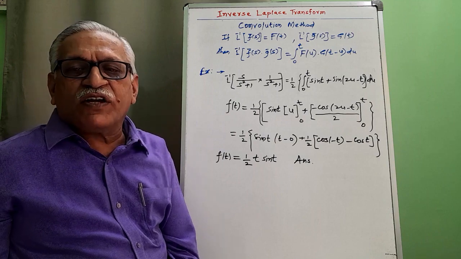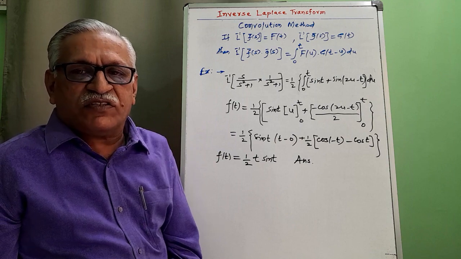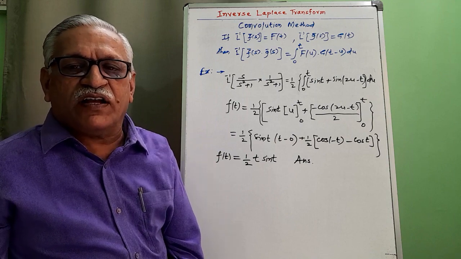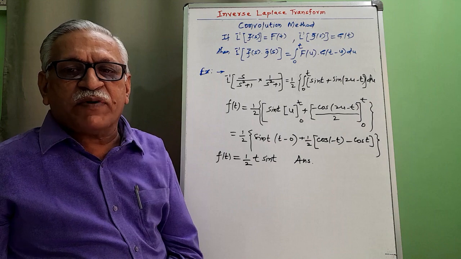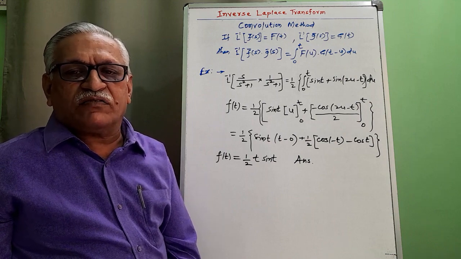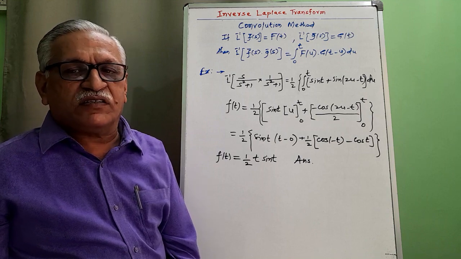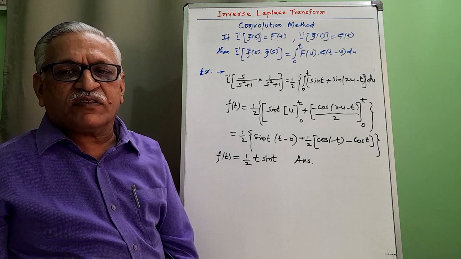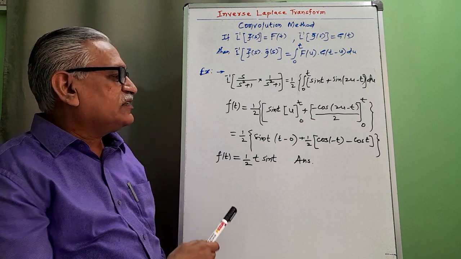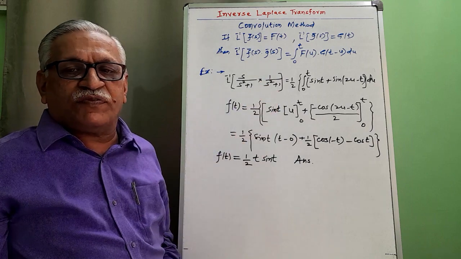Though I have taken one example for each type, on the same line, on the same basis, on the same steps, you can solve any type of example. Remember the technique, how we can apply this: either inverse by partial fraction method, three different techniques, and convolution method when it is expressed as a product of two functions of s.